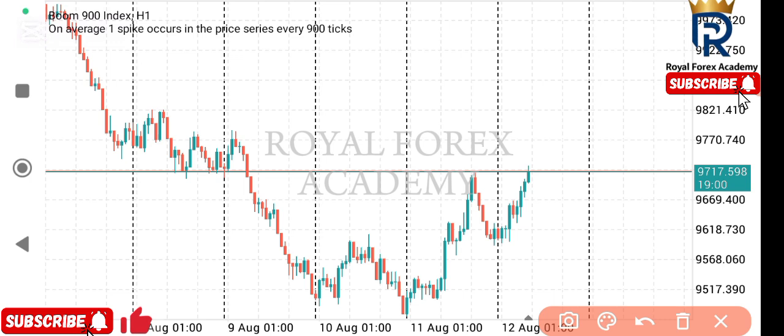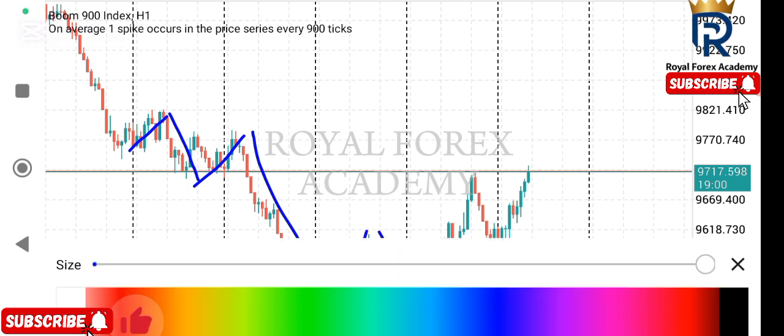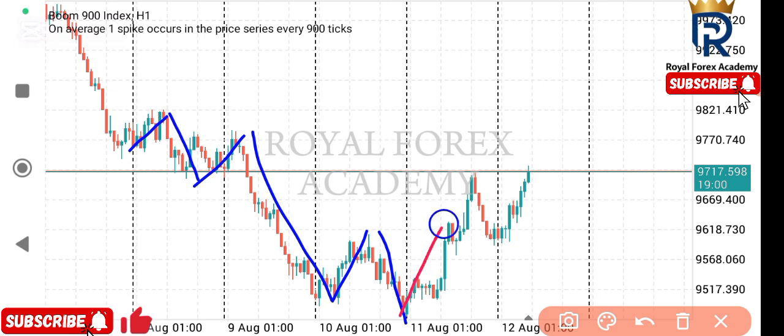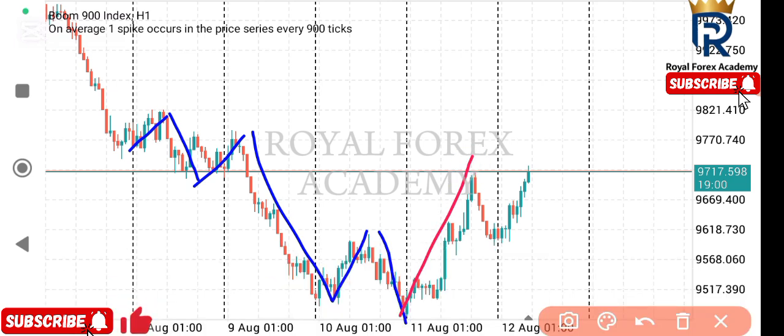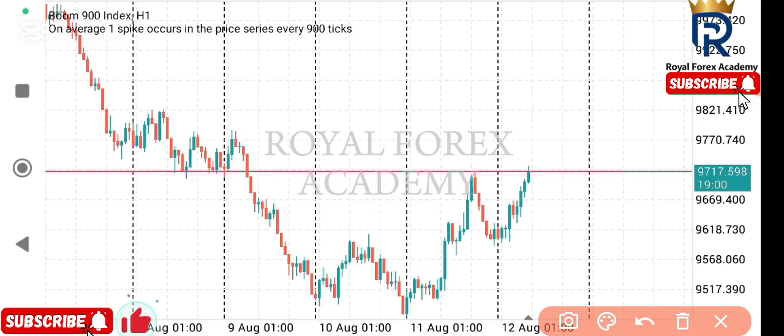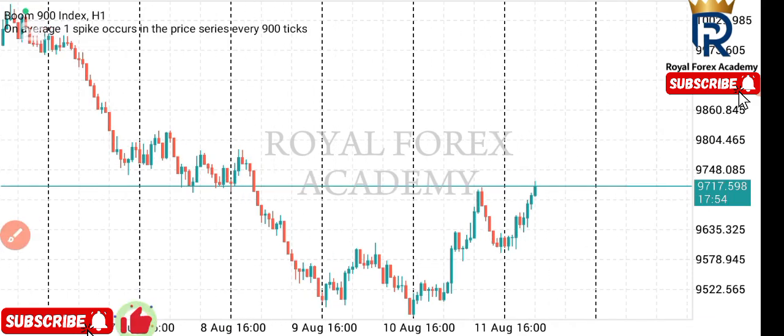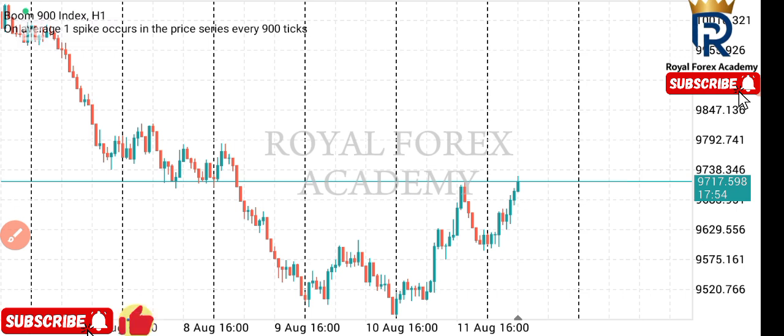So obviously, all of this that we're having up to this point, here and here, price now makes a movement from this zone. Price moves this way, and as such, we now have a break of structure here. So here is our BOS. We are no longer in a downtrend. Now we are in an uptrend. So the current dominant trend of Boom 900 now is an uptrend.